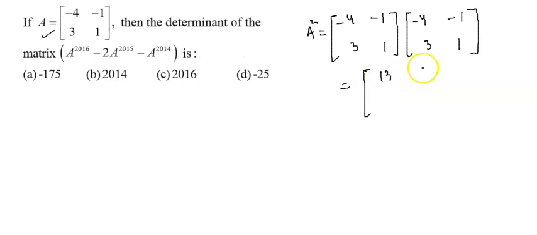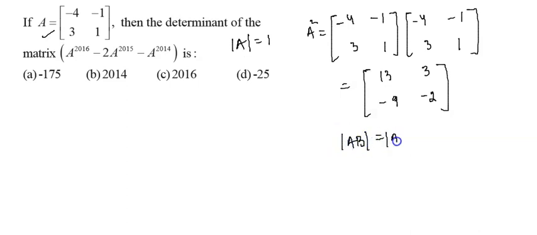13, this will be 3, this is -9, and this is -2. One more thing, if you calculate determinant of A here, determinant of A is 1. And we know the determinant of AB is equal to determinant of A into determinant of B. Now determinant of A square, we need to calculate. It will be determinant of A into A, that means determinant of A into determinant of A.